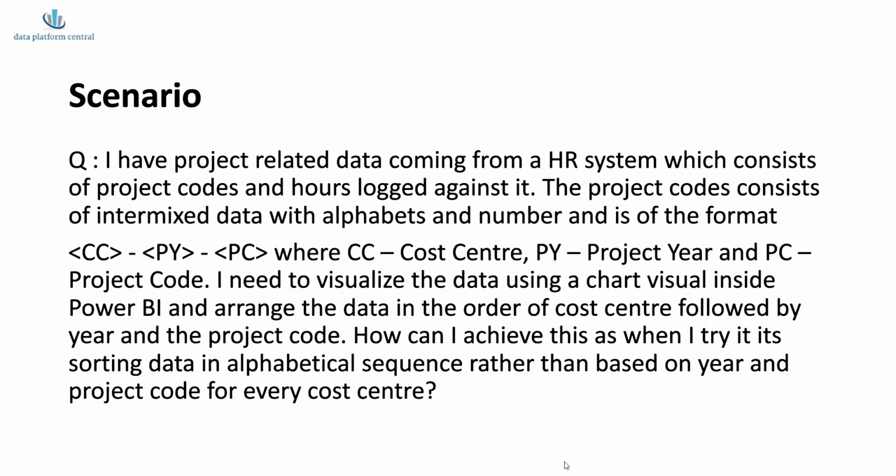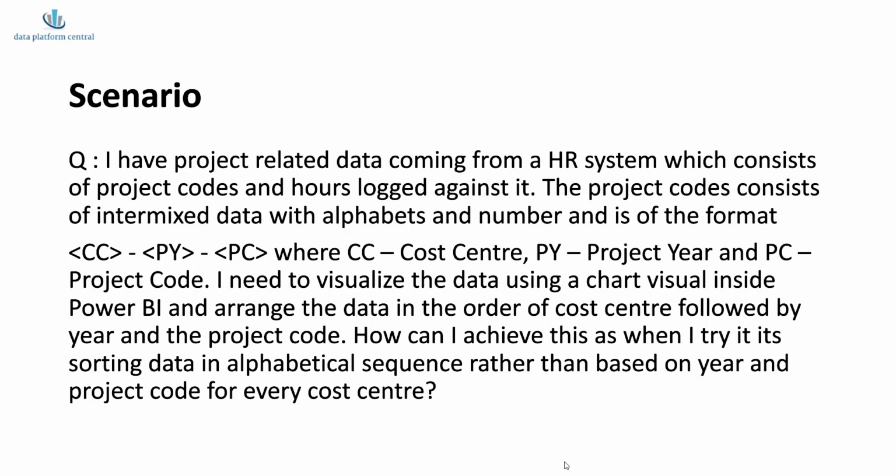So the scenario that we are going to discuss in today's video is this. I have project related data coming from an HR system which consists of project codes and hours logged against it. The project codes consist of intermixed data with alphabets and numbers and are of the format CCPYPC, where CC stands for cost center, PY stands for the project year, and PC stands for the project code. I need to visualize the data using a chart visual inside Power BI and arrange the data in the order of cost center followed by year and the project code. How can I achieve this?